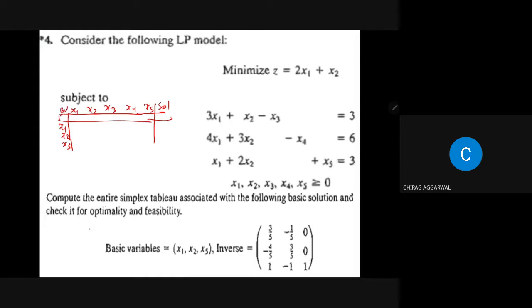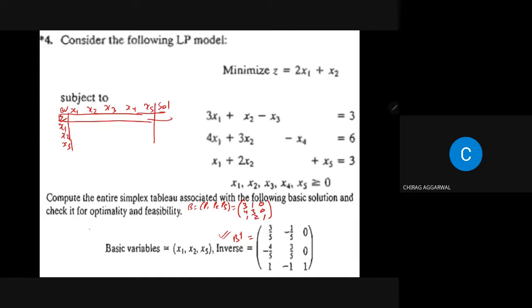Here we have the basic variables, and here we have the z. The inverse is given to you, corresponding to x1, x2, x5. Otherwise B will be P1, P2, P5, that is 3 4 1, 1 3 2, and 0 0 1. And from here we have the following B inverse. B inverse is given to you.